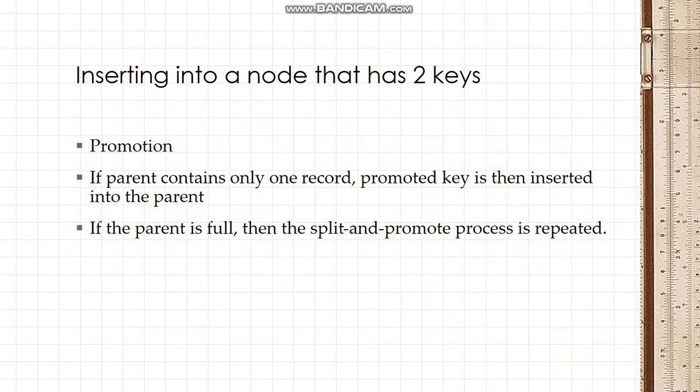Now what will happen if we have to insert a value into a leaf node that already has two keys? Then more space must be created. This is called promotion. The promoted key is then inserted into the parent. If the parent currently contains only one record and thus has only two children, then the promoted record is simply added to the parent node. If the parent is full, then the split and promote process is repeated.